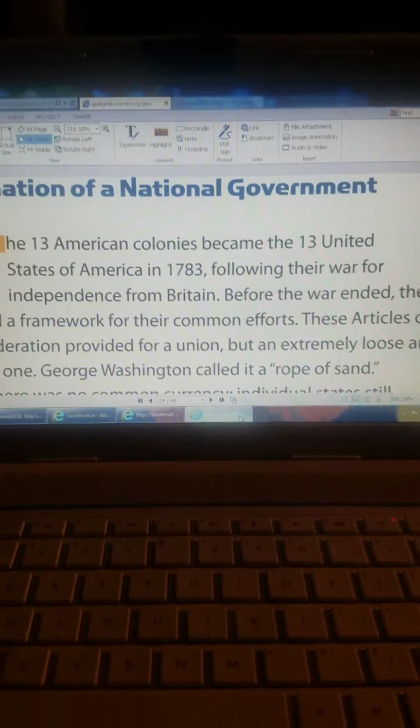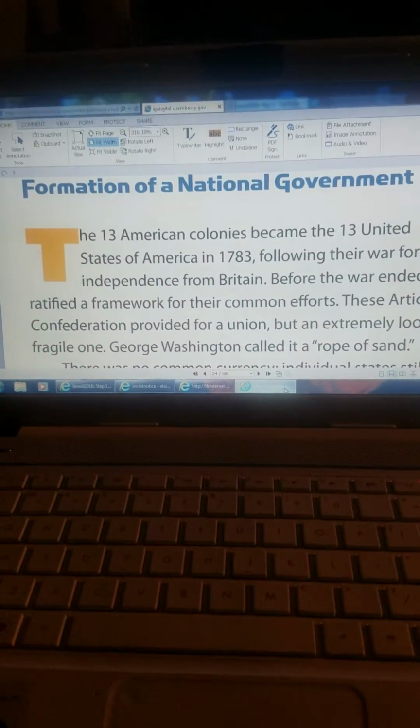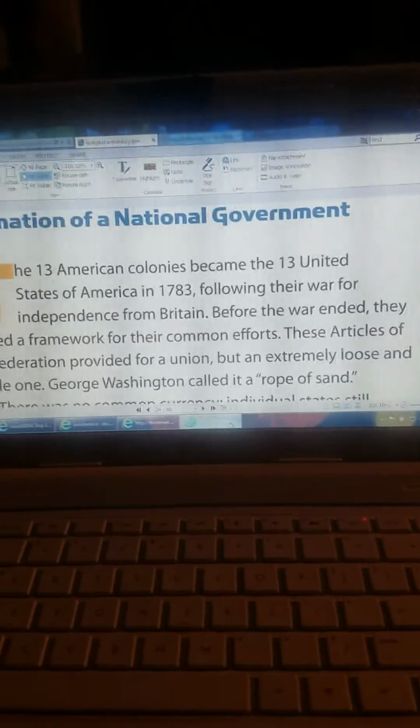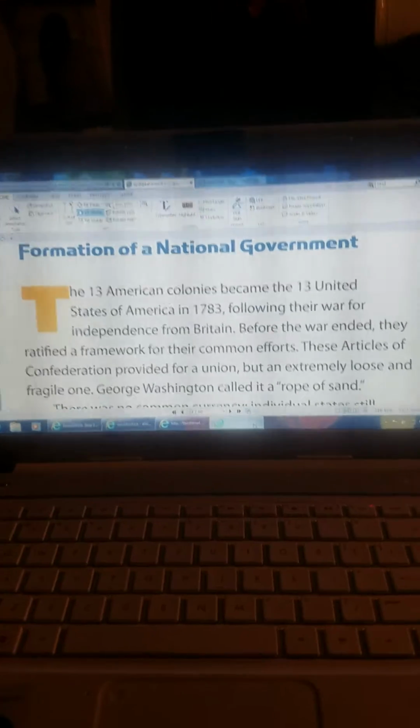Good morning. I'm going to pick up where I left off. I'm just going to try to make it look like what it needs to look like.